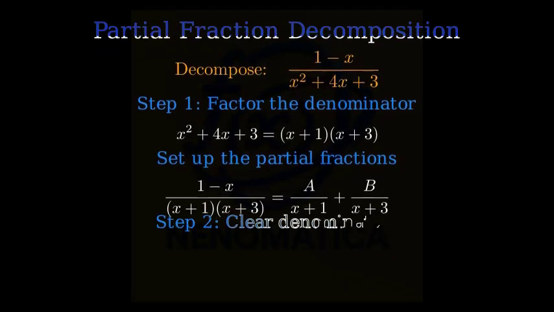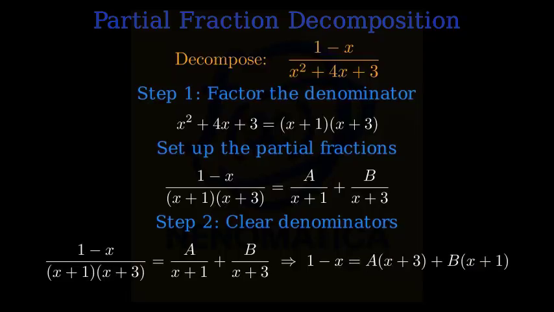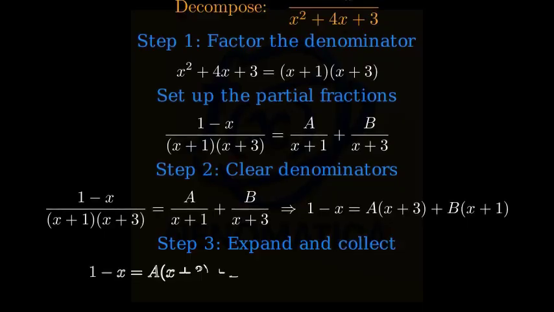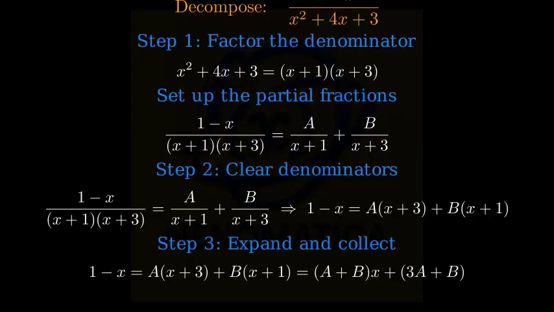Step 2. Clear denominators by multiplying both sides by (x plus 1) times (x plus 3). That gives 1 minus x equals a times (x plus 3) plus b times (x plus 1). Step 3. Expand the right side and collect like terms. A times (x plus 3) plus b times (x plus 1) becomes x times (a plus b) plus (3a plus b).